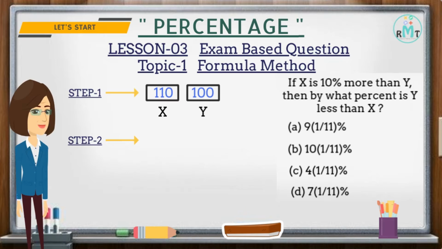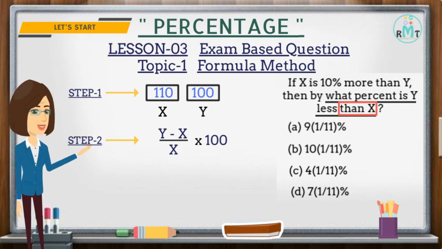Step 2. Now we are going to apply formula 2, because we need to find what percent y is less than x. Before applying formula 2, we will see the letter which is closer to "than". So the letter x is closer to "than". We will write x in the denominator. So we get (y minus x) upon x multiplied by 100 as the formula.